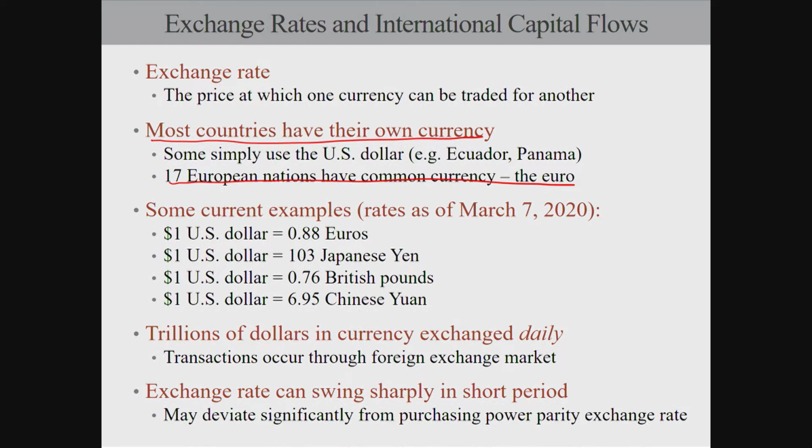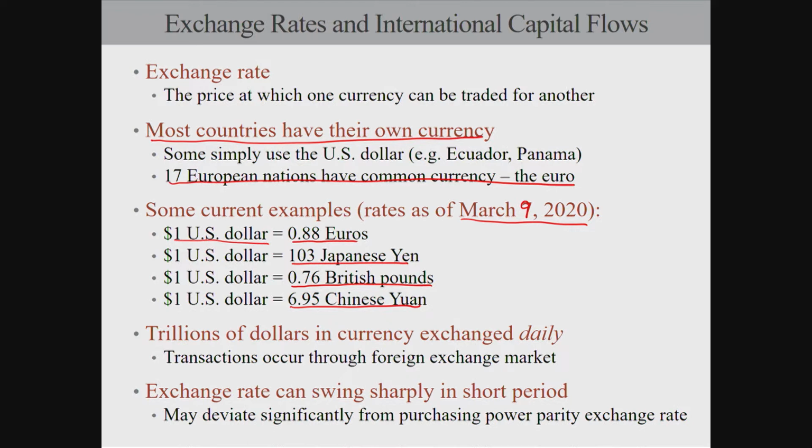And some current examples of exchange rates. This is data as of this weekend. Actually, I think I updated this last night, so this is probably as of March 9th. Basically, the exchange rate right now is that $1 US can purchase 0.88 euros. Alternatively, a dollar could buy 103 Japanese yen, or 0.76 British pounds, or 6.95 Chinese yuan. So these exchange rates, this is just 4.